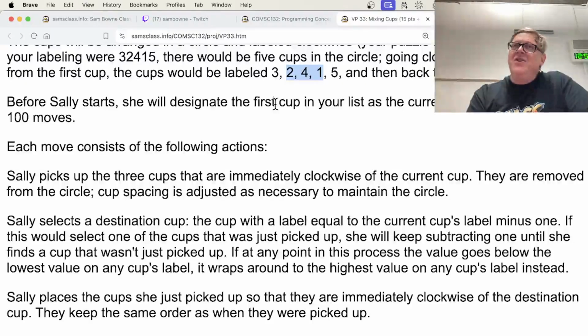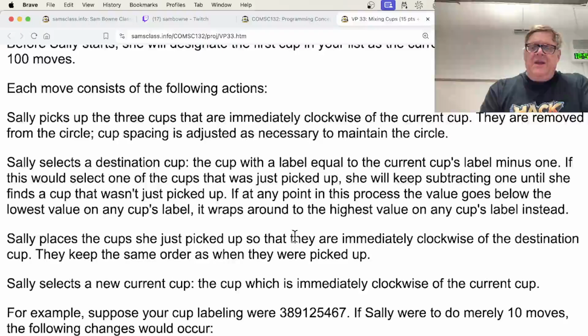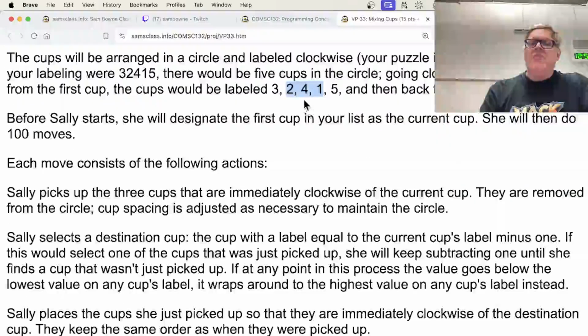Cup 1 is not in the circle. As you go down, you'll go to 0, then to 5. So 5 is going to be chosen as the destination. So it will take these 3 and put them after 5. That's it. And since it's a ring, you can start it at any point. And then move the active cup forward 1. So that's the game. You change the new current cup, move it forward 1, which now would be 5.